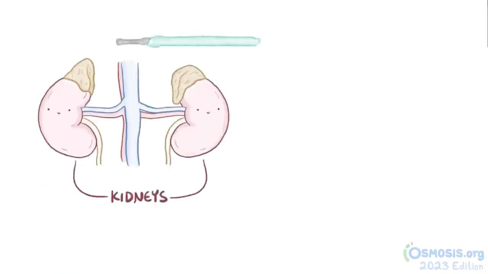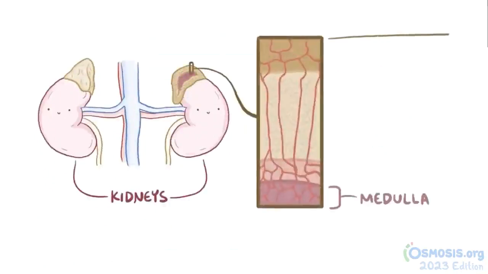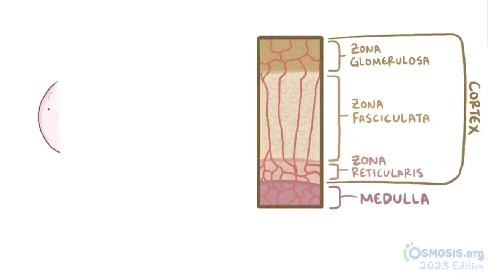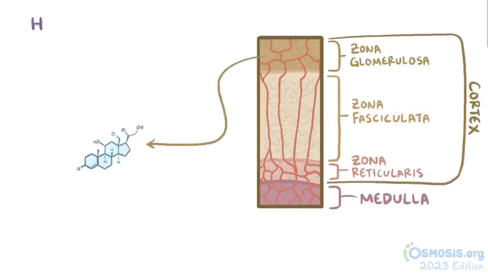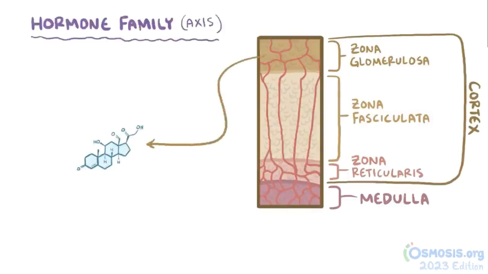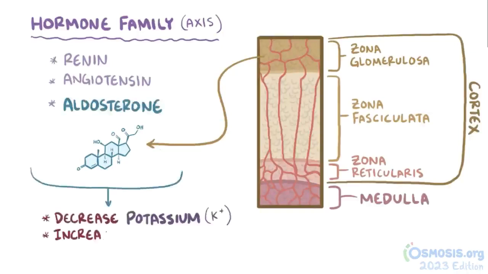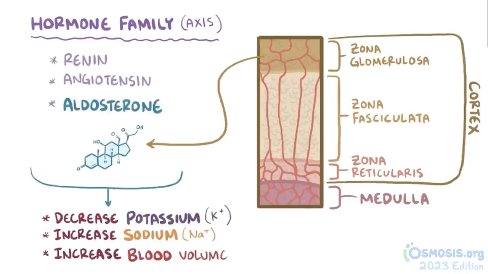Now there are two adrenal glands, one above each kidney. And each one has an inner layer called the medulla and an outer layer called the cortex, which is subdivided into three more layers: the zona glomerulosa, the zona fasciculata, and the zona reticularis. The outermost layer is the zona glomerulosa, and it's full of cells that make the hormone aldosterone. Aldosterone is part of a hormone family, or axis, which work together and are called the renin-angiotensin-aldosterone system. Together, these hormones decrease potassium levels, increase sodium levels, and increase blood volume and blood pressure.